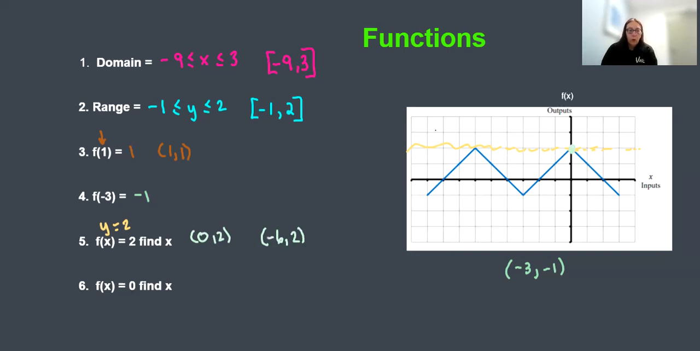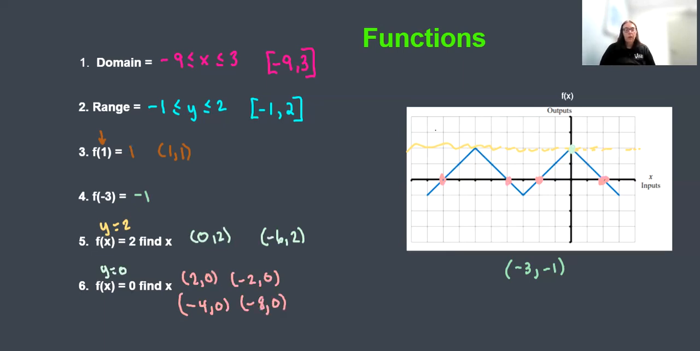In the last one, it says y equals 0. If y equals 0, you're looking at your x-intercepts. Where does the line cross the x-axis? It crosses it right here, right here, right here, and right here. So if you input 2, your output will be 0. If you input -2, your output will be 0. If you input -4, your output will be 0. And if you input -8, your output will be 0.